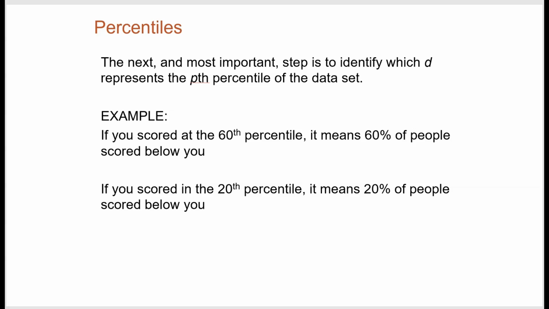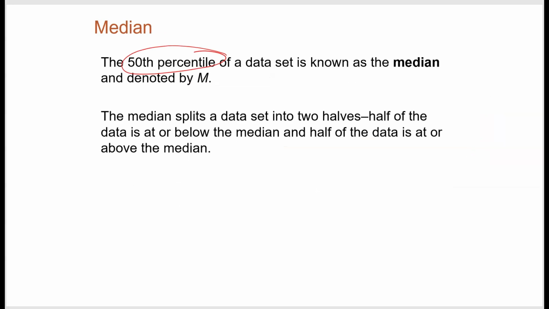Percentiles are a way of comparing data. So if you score in the 60th percentile, it means if this was 0 to 100, that 60% is below you. If you score in the 20th percentile, that means 20% is below you. So the median is our 50th percentile. It's right in the middle. It splits the data in half.